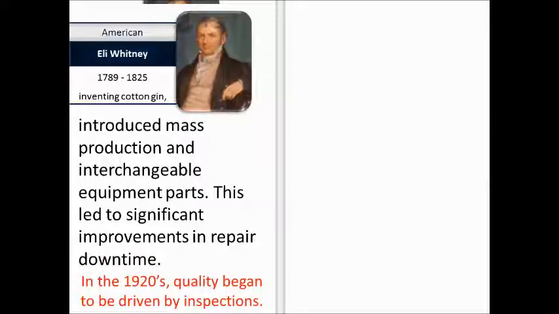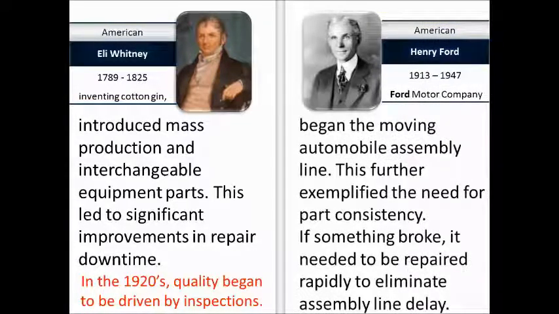In the 1920s, quality began to be driven by inspection. And then came the revolution of Henry Ford. He began the moving automobile assembly line. This further exemplified the need for part consistency. If a part broke, it needed to be repaired rapidly to eliminate assembly line delay, and we will show you what the automobile assembly line is.